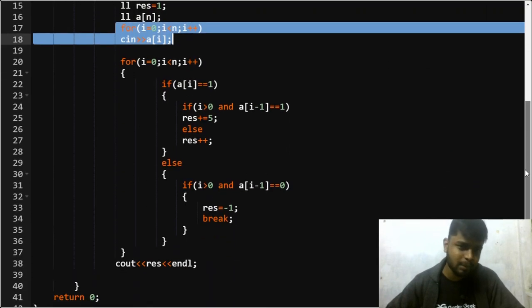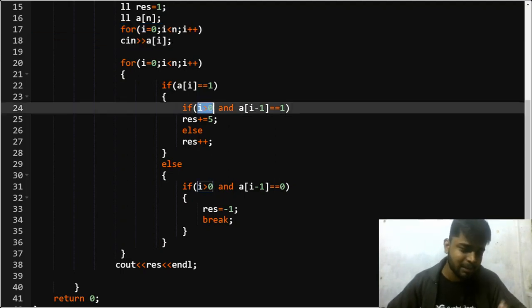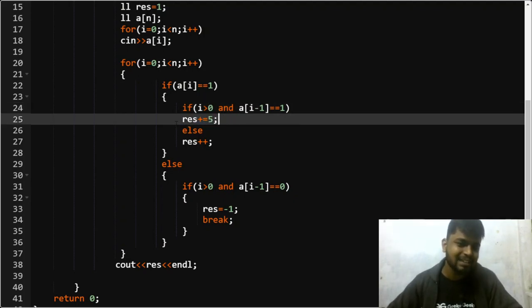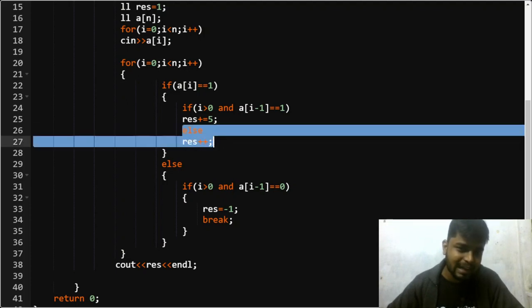Once you take that, you will be iterating from the 0th index up till the nth index, that is from the first day up till the last day. You will check if your ai is 1, that means the current day is watered. Then I will check that does the previous day exist. That means if my i is greater than 0, then the previous day, that is i minus 1, will also exist. So I will check if a of i minus 1 is also 1, that is, if on the previous day it was also watered. That means my height will increase by 5 on the ith day, because if I have watered it for 2 consecutive days, then my height increases by 5 instead of 1. And if that is not the case, if it is watered only on this current day, then my height will just increase by 1.